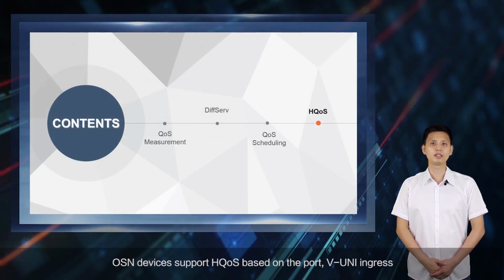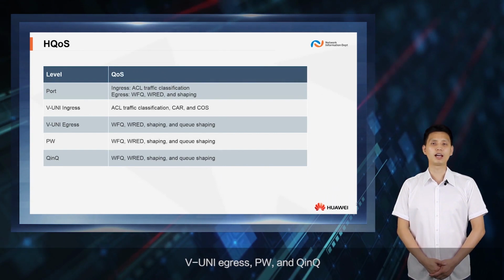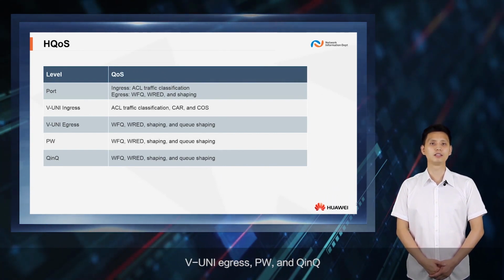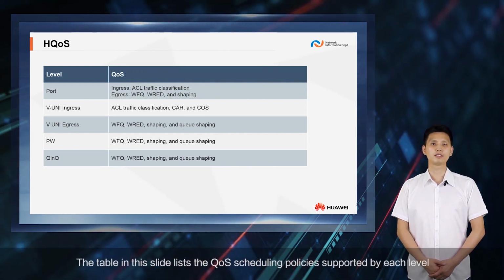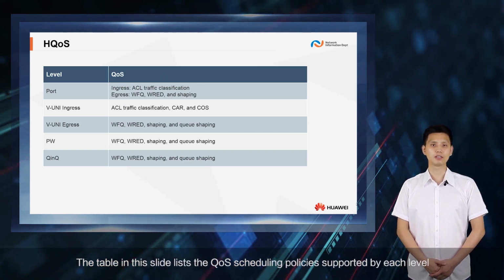OSN devices support HQOS based on the port, VUNI ingress, VUNI egress, PW, and QinQ. The table in this slide lists the QoS scheduling policies supported by each level.